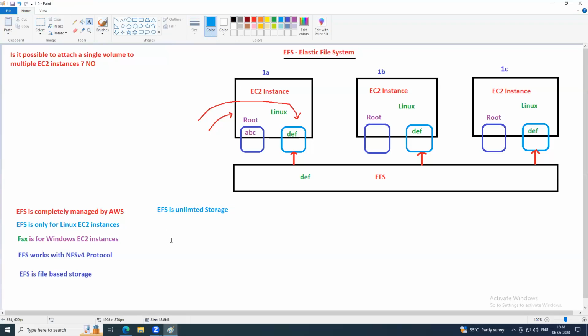Guys, for volumes, we need to pre-provision. And by the way, should I ask you one certification question on volumes, EBS? Let's say you have created a D drive of 100 GB, and you are using only 20 GB there. So does AWS charge for 20 GB or 100 GB? AWS charges for 100 GB.